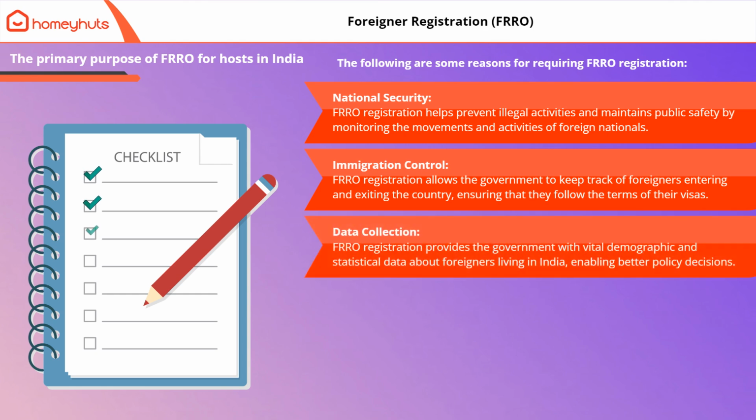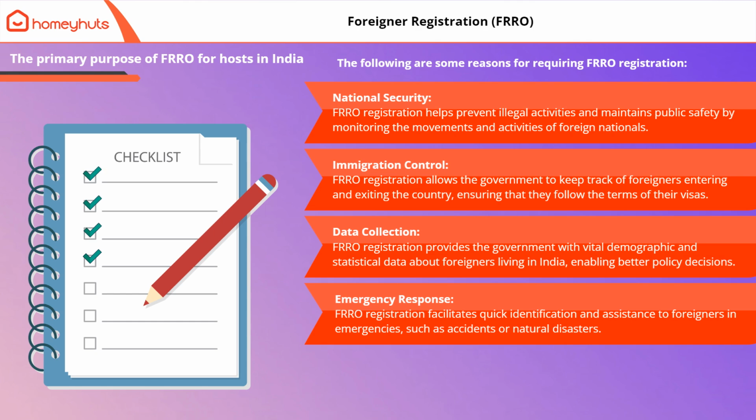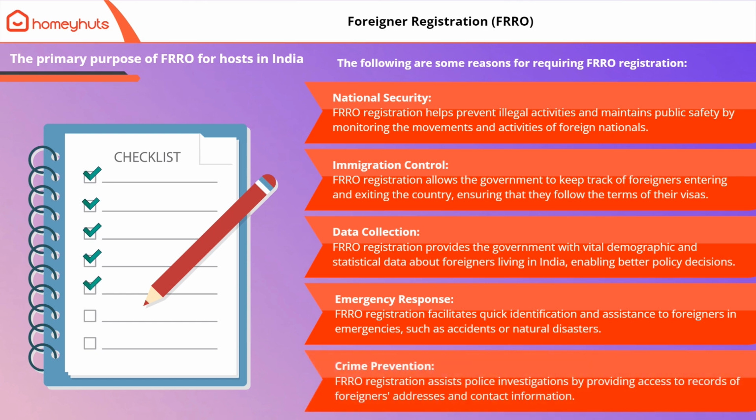Data collection. FRRO registration provides the government with vital demographic and statistical data about foreigners living in India, enabling better policy decisions. Emergency response. FRRO registration facilitates quick identification and assistance of foreigners in emergencies, such as accidents or natural disasters. Crime prevention. E-FRRO registration assists police investigations by providing access to records of foreigners' addresses and contact information.